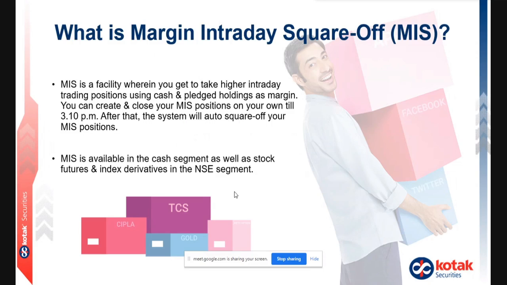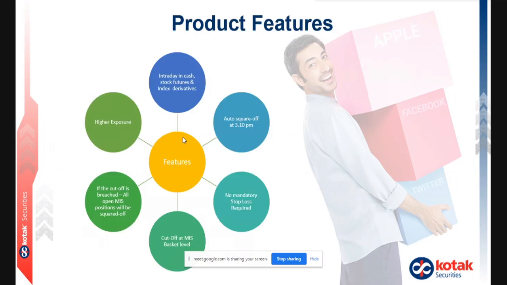That is how the product is built, and this is available right now in the cash segment. It is available in stock futures and index derivatives, that is, in Nifty and Bank Nifty futures as well as options, and only in the NSE segment as of now. So this is what the MIS product is. Let us understand what the features of MIS are.